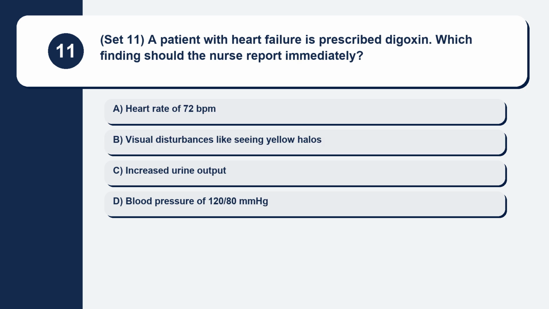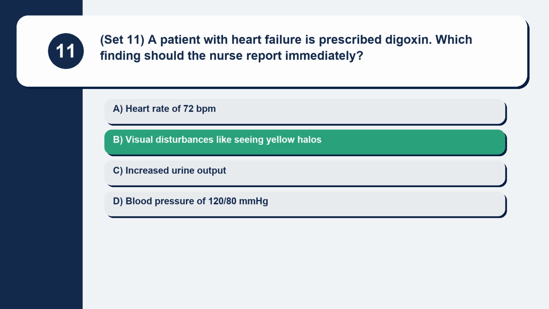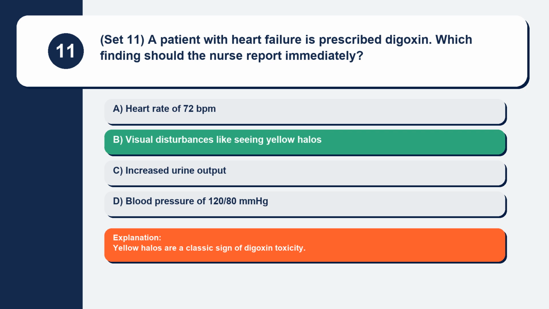Question 11. Set 11. A patient with heart failure is prescribed digoxin. Which finding should the nurse report immediately? Heart rate of 72 bpm, visual disturbances like seeing yellow halos, increased urine output, blood pressure of 120/80 mmHg. Yellow halos are a classic sign of digoxin toxicity.